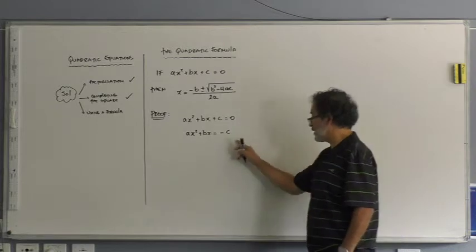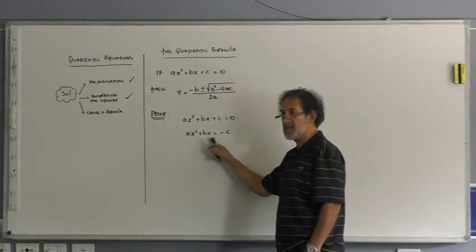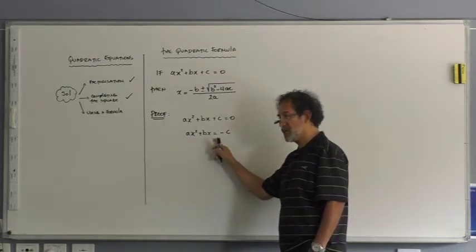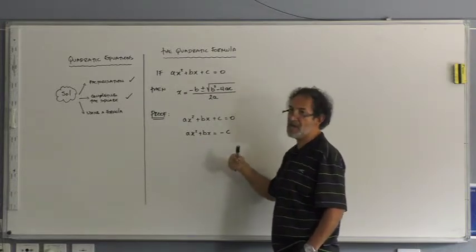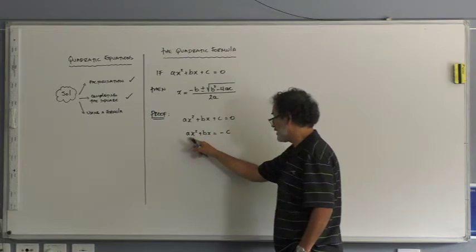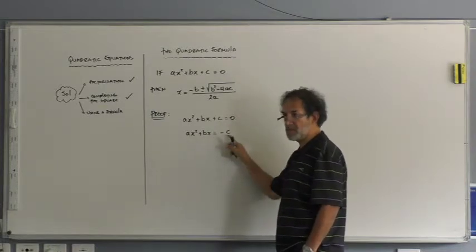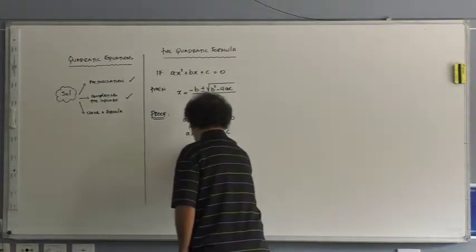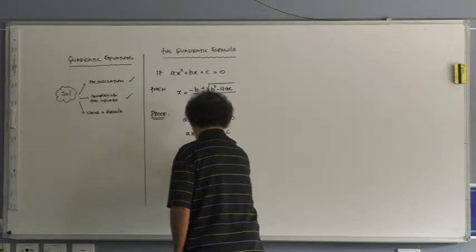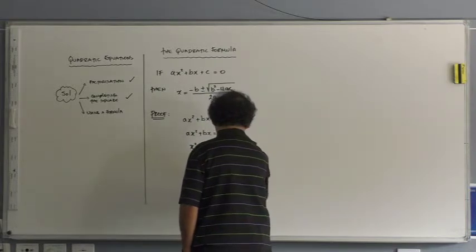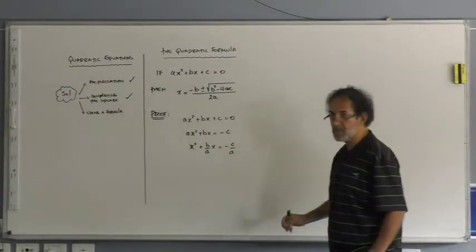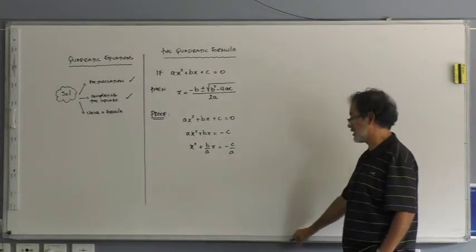Can you see that this is non-monic? So I really want to divide by a, so then we have a monic. I'm going to divide this by a, and this by a. That means the next line should be x squared plus b on a, x, equal to minus c on a. All I did is just divide by a.